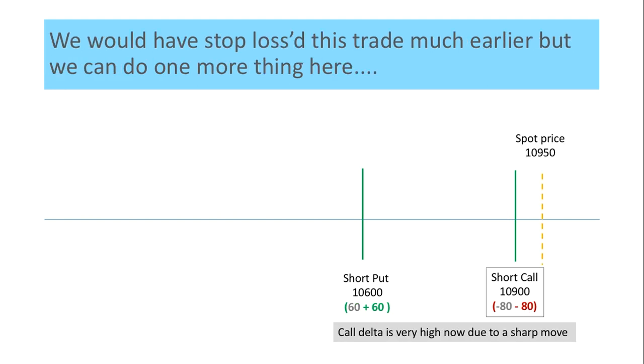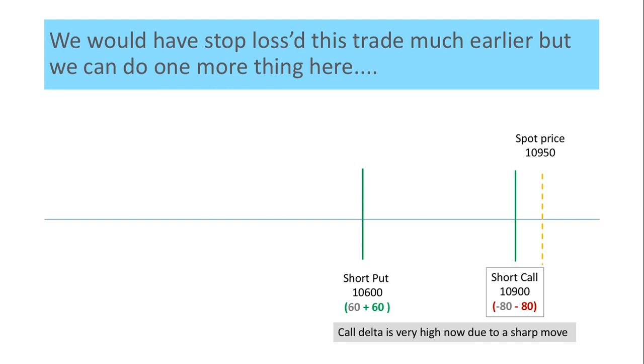So let's say now, for some reason the spot price continues to trend and it goes way past the short call, all the way to 10,950. And let's assume that the spot price move happened overnight, which means after the close of yesterday's trading session. So we didn't have an opportunity of stop-lossing this trade or rolling it up in time. So now that it's already happened as a gap up, when I come into the trading session today, what is it that we can do?